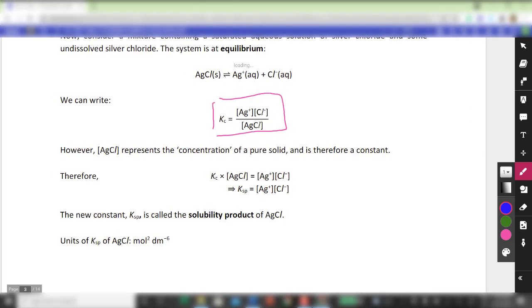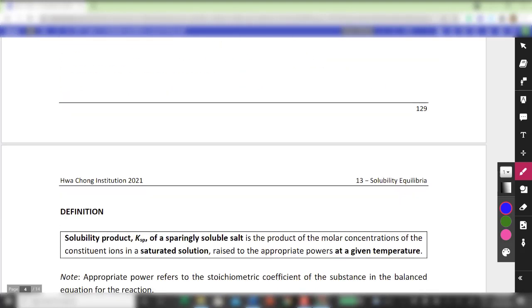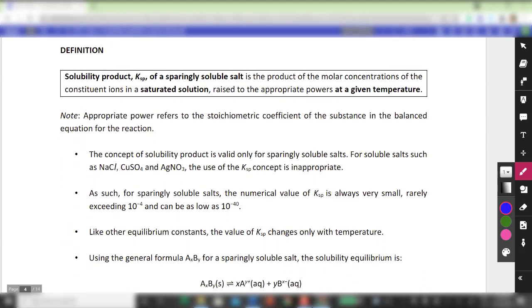we get a new equilibrium constant, and we term this as Ksp. So it's a capital K. Of course, you can't write it with italics, so it's a capital K with a subscript sp. This represents the solubility product of silver chloride. Take note of the units. The units will be mole squared dm to the power minus 6 because it is derived from two concentration terms multiplying together.